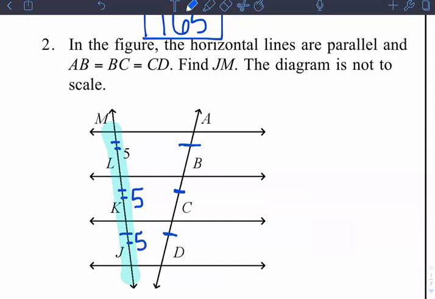So if I'm looking for the entire JM, 5 plus 5 plus 5, JM is 15.